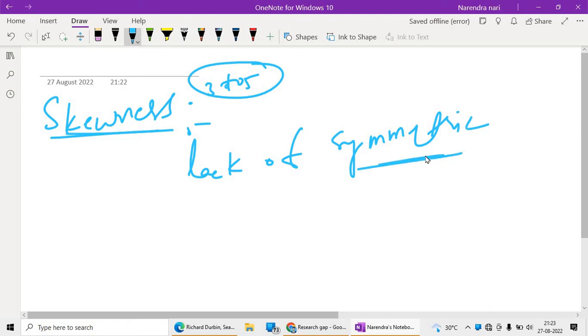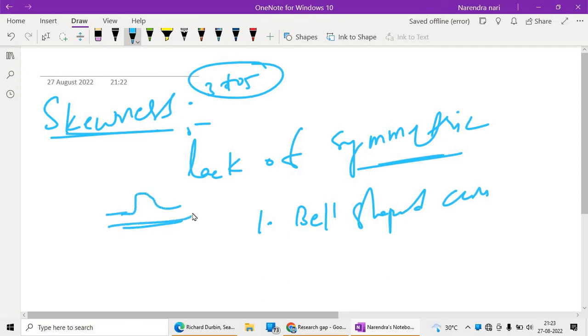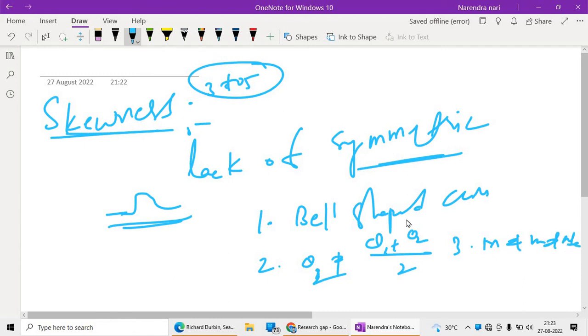If you are saying that a given distribution is symmetric or asymmetric, there are some properties. First property, it should be a bell-shaped curve. Bell-shaped curve means it should be like this. Next, for asymmetric, Q2 is not equal to (Q1 plus Q3) by 2, and mean is not equal to median is not equal to mode. These are the asymmetric points. For symmetric, Q2 equals (Q1 plus Q3) by 2, and mean equals median equals mode. If all these properties hold, it is symmetric.